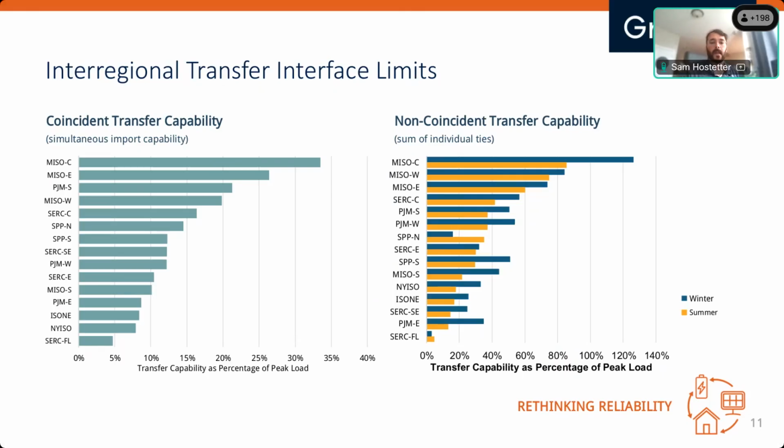Taking a look at the non-coincident transfer capability, this is the sum of individual ties. You can see in many of these regions, the sum of individual ties is a much higher percentage of peak load than the interface capability limit. So we have this limit on top of a limit here on the left, constraining the total amounts of individual ties that are allowed in each region during all hours of the simulation.